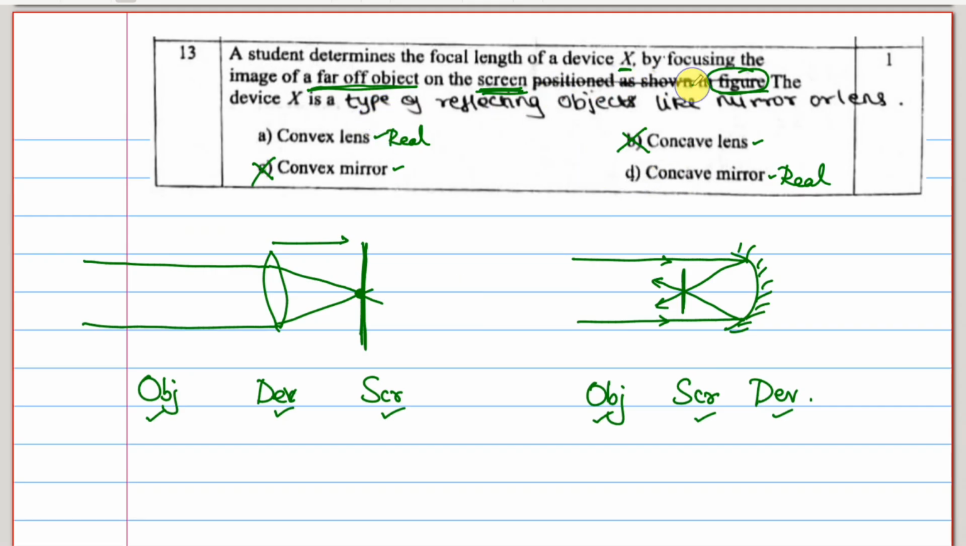So this question, I think it is wrong. They have corrected it as a type of reflecting object like mirror or a lens. Because they have used the word reflecting, we'll have to choose concave mirror itself because it is reflecting. Lenses do not reflect light, lenses refract or bend the light. So in this case, we'll have to choose option D, but the question itself is wrong because they have not given us the figure.